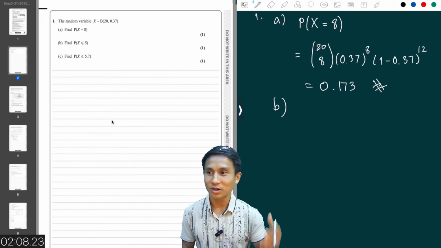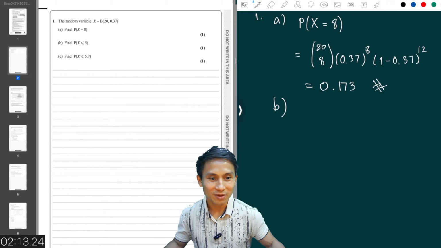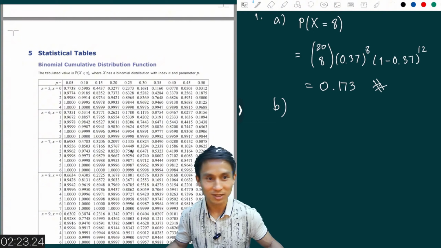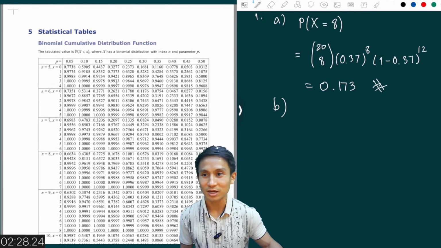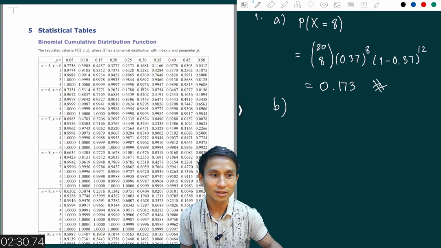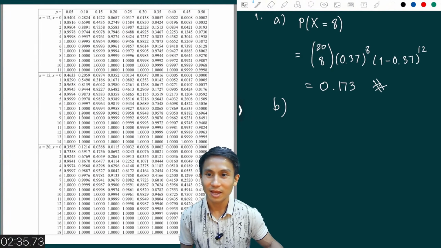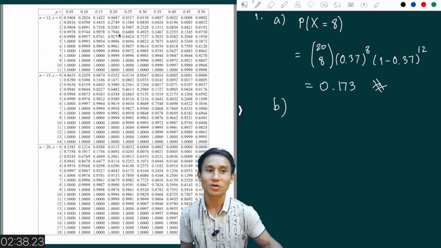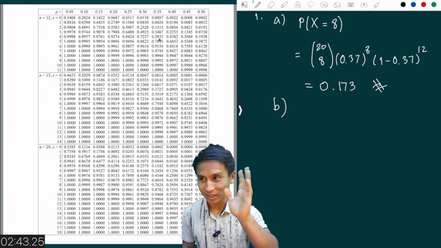Okay, I don't have that graphing calculator, so let me just check if there is a binomial table in the formula sheet. Yeah, there is. Okay, so I can tell you how to use that. Let me just show you the formula sheet. If you go to the statistical tables, binomial cumulative distribution function here, we're going to pick n = 20. But oh no, I can't do this because there's no probability of 0.37. Okay, but the calculator can do that.